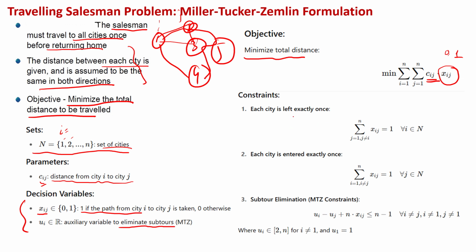The first constraint indicates that each city is left exactly once. When he is moving from i to j, he is leaving that city exactly once, which means visiting or traveling that city only once. So for that we say j equals 1 to n, which means we are going from 1 to n. We would like to visit all the cities, but j should not be equal to i.